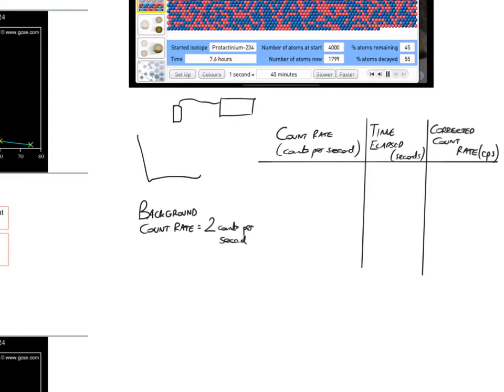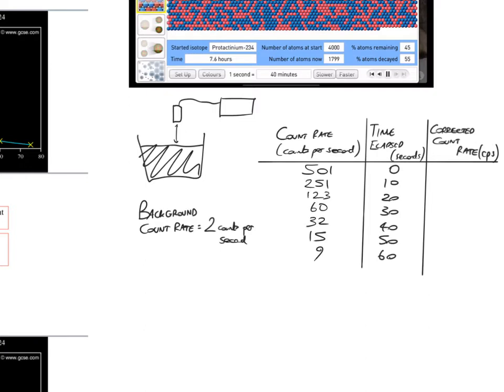You then reintroduce the source. Now let's say this is a pure substance, so one particular radioisotope, and then you'd have the detector a certain distance away, keep that the same throughout, and perhaps every 10 seconds you would then take a reading of the count rate. Say we do this and we get the data as follows. So you can see the count rate is decreasing over time as the amount of radioactive material we've got is reducing. What I'd need to do to get the corrected count rate, which is the count rate due to only our source and not the background, is subtract our background count rate of 2 off all of these.